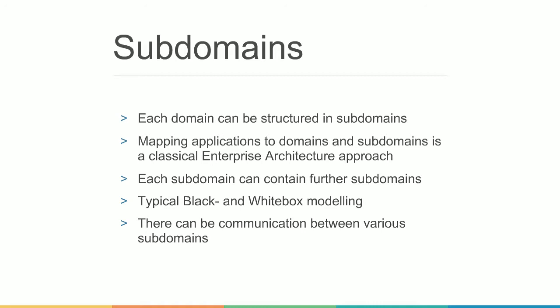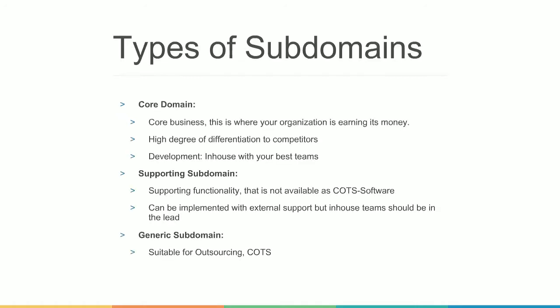Now, this is nothing really revolutionary. This is, in my eyes, also the black and white box modeling that you usually do there. This is a typical enterprise architecture business. However, domain-driven design adds another spicy ingredient to that, and that is the classification of the subdomains. Domain-driven design sees three classifications for subdomains: the core domain, the supporting subdomain, or the generic subdomain.